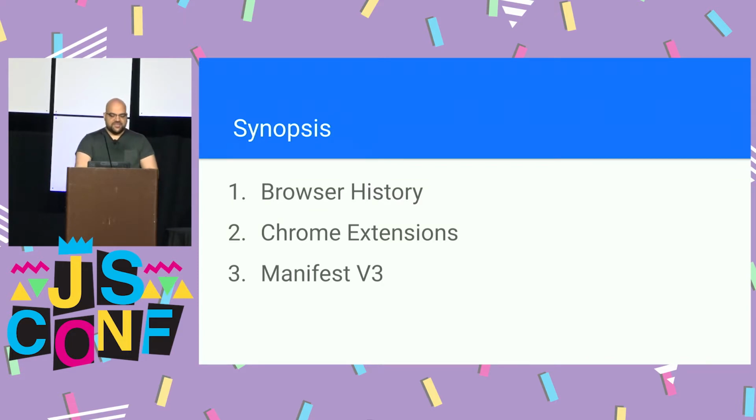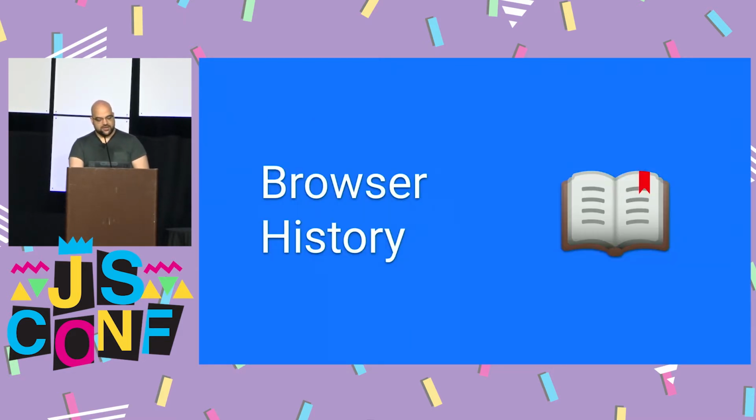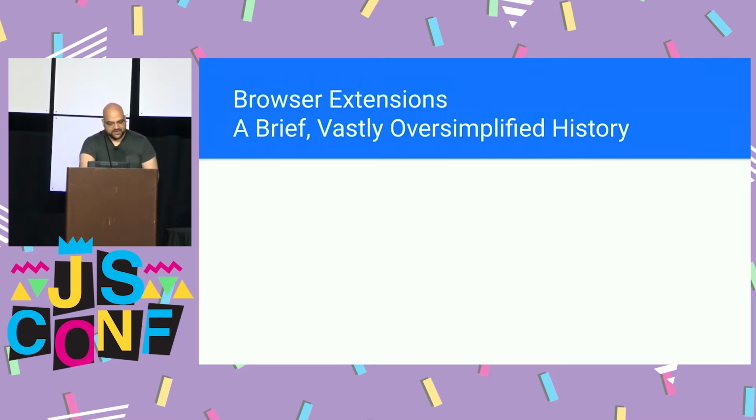So the high-level overview of what I'm going to be talking about is a broad, well, an abbreviated history of browser extensions and customizability in the browser, Chrome's approach to extensions, and finally, what is changing in Manifest v3. So onto the browser history.